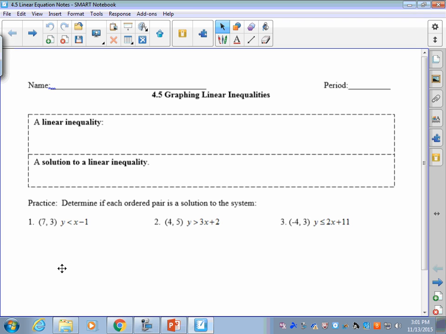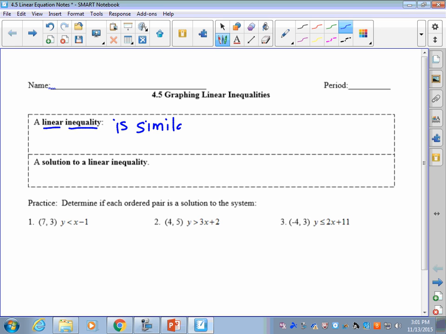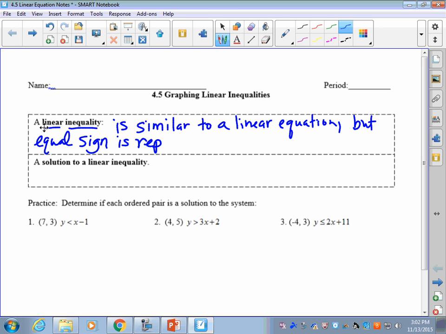We're going to add some definitions or some explanations on what we're going to get into. We're going to look at linear inequalities. It's similar to what we've already done, which is linear equations. Write down, it's similar to a linear equation, but the equal sign that we have in a linear equation is going to get replaced with an inequality symbol.